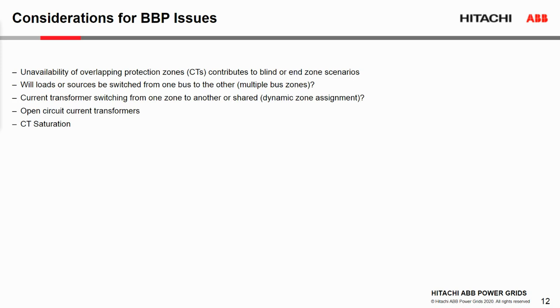Sometimes, depending on how many feeders, some feeders will be assigned to bus A and the others to bus B. So the bus protection differentials will need to know which feeders are connected to which zones.